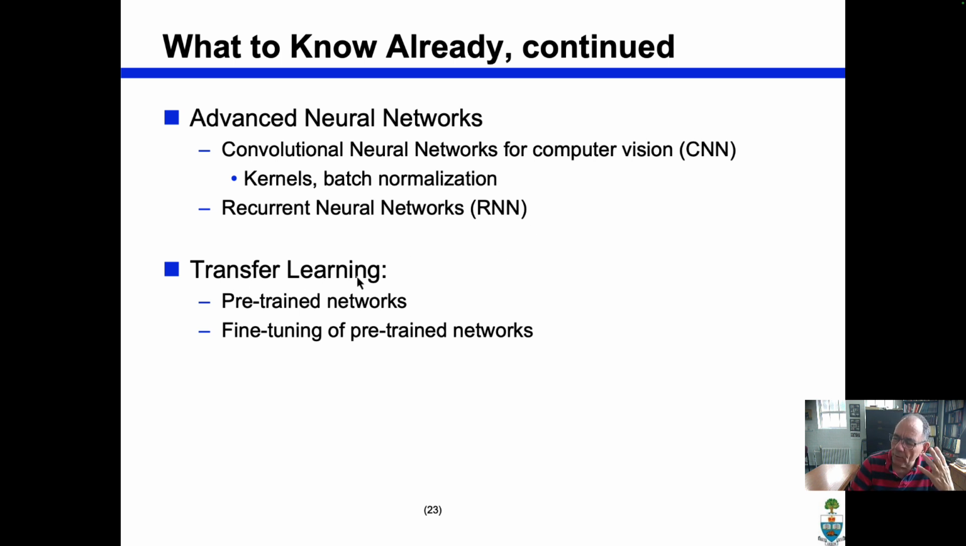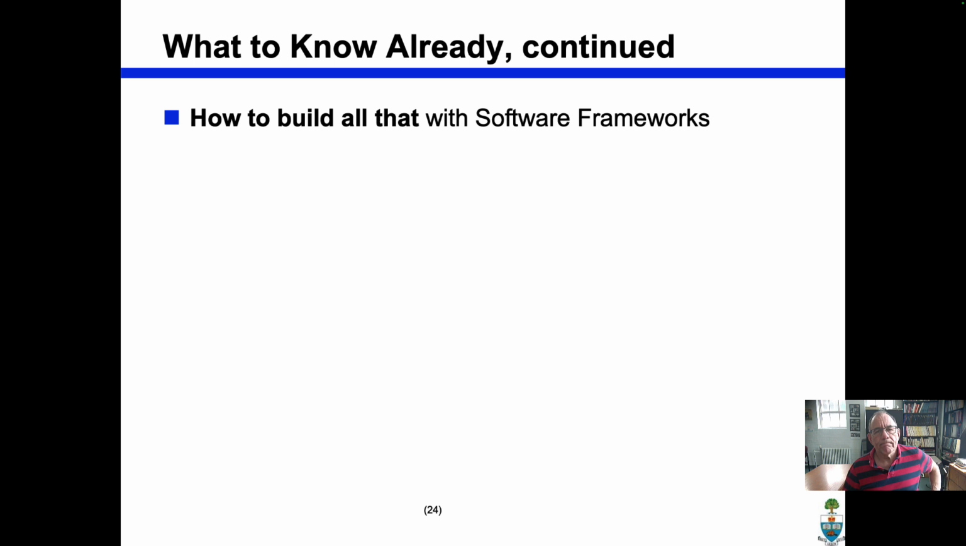Super important, a sort of fundamental thing built on top of all of that is transfer learning. You're given a pre-trained network. How do you fine-tune it to do something that it wasn't originally trained to do? That will show up big time in this course. Those are the notions, but that's not enough.